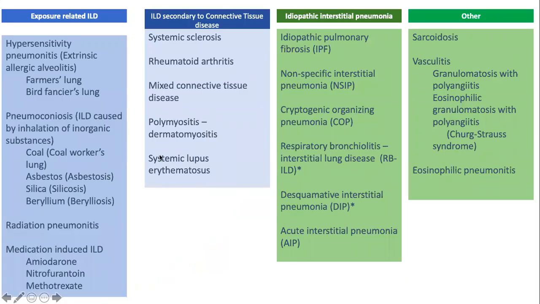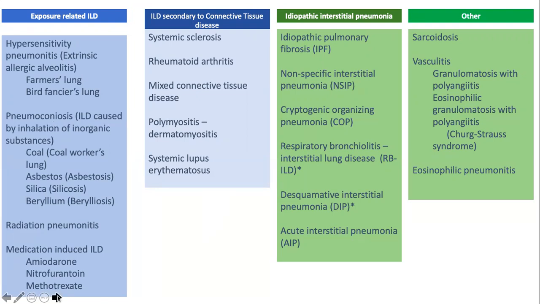So this table sort of summarizes the classification of interstitial lung disease. And the two highlighted with the asterisk, respiratory bronchiolitis interstitial lung disease and desquamative interstitial pneumonia, occur almost exclusively in smokers. Right? So that's important to remember because the clinical information can be useful in coming to the diagnosis.